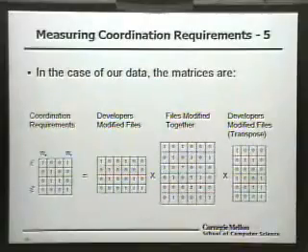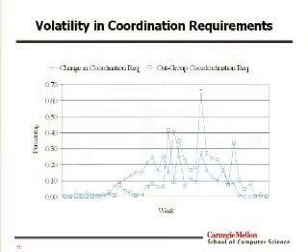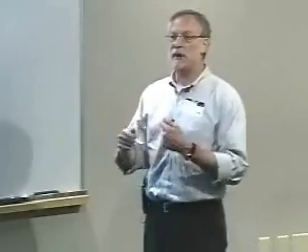So that's computing coordination requirements. One of the things we are interested in is the extent to which these are volatile. How much do they change over time? In other words, are people coordinating with the same people all the time? And are people coordinating exclusively with people on their own team from time to time? Or do they need to coordinate with people from other teams from time to time?